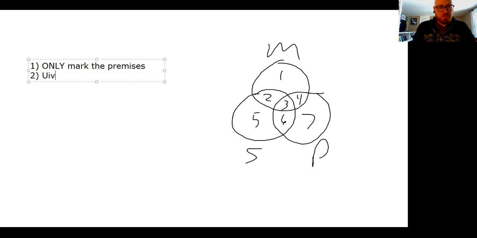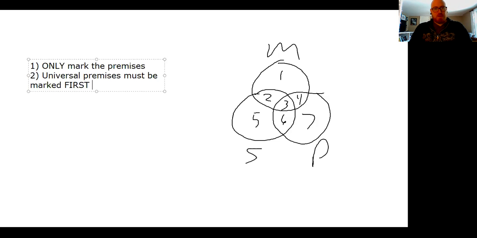2. Universal premises must be marked first. Okay. Now, if both of your premises are universal, it doesn't matter which one you mark first. If both your premises are particular, it does not matter which one of them you mark first. However, if one of your premises is universal and one of your premises is particular, you need to make sure that you mark the universal premise first.